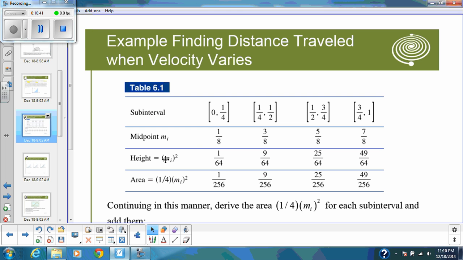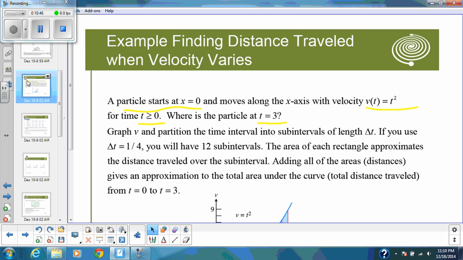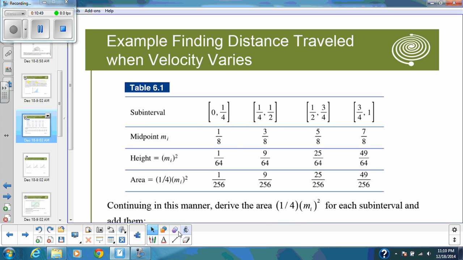And then the height, well, that would be what you get when you plug in. Remember, our function was v of t equals t squared. So if I plug 1/8 into t squared, I get 1/64, and so on and so forth. So that's showing the height of the rectangle at that midpoint, and then the area would be the product of those two.